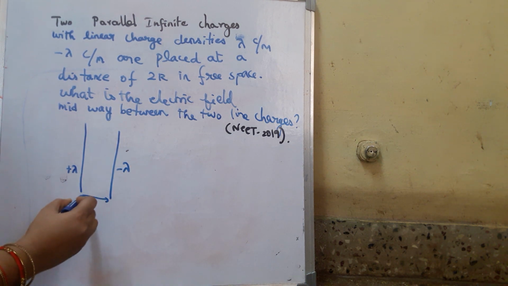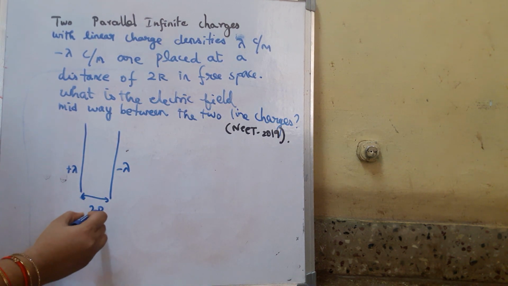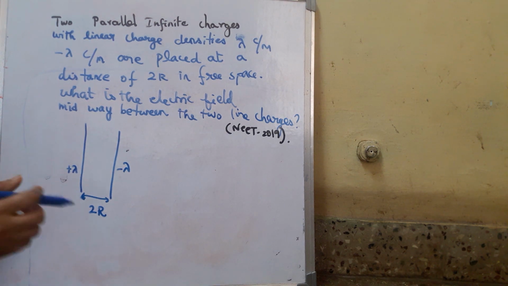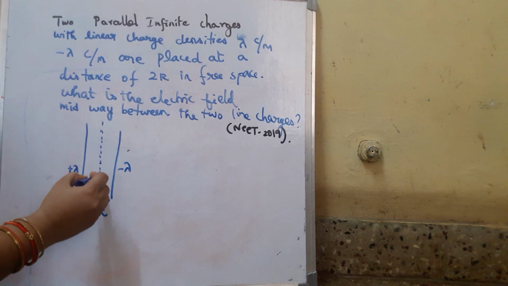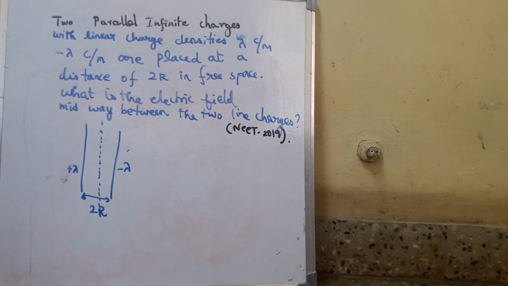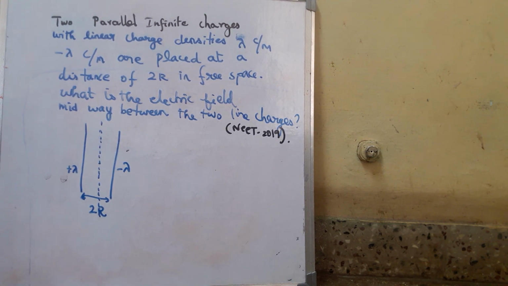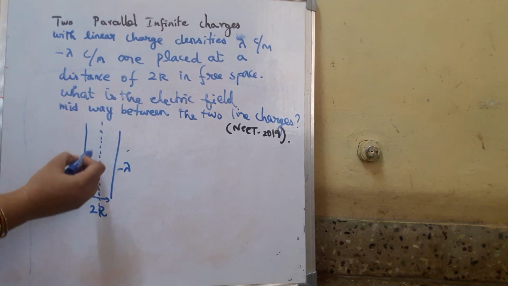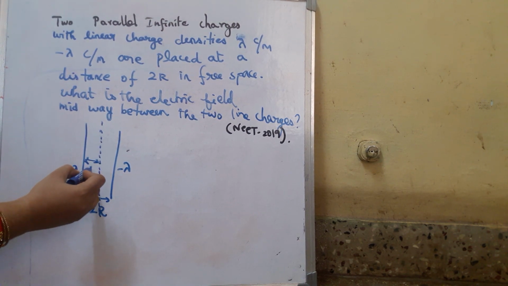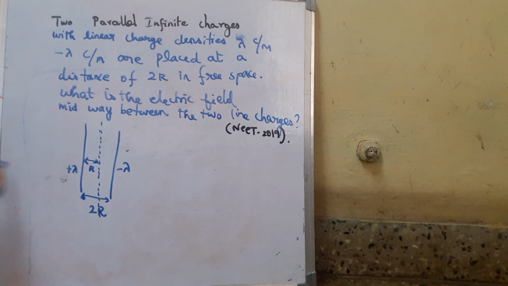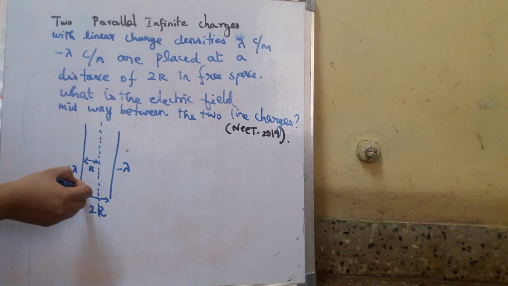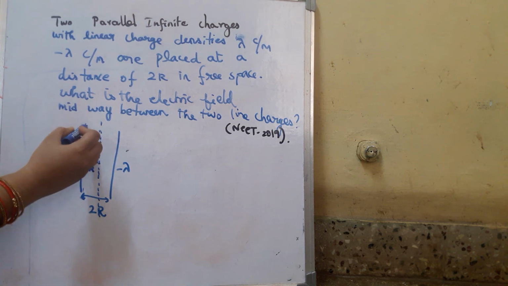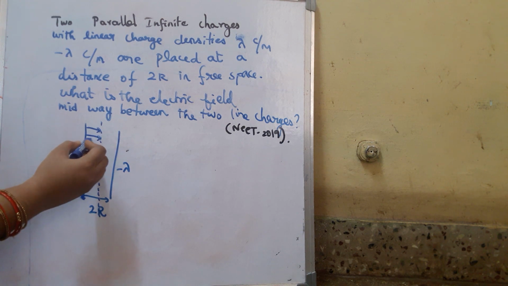The distance they have given is that they are kept 2r apart. So you are supposed to find the electric field exactly in between these line charges. If this is 2r distance, this midpoint will be at r distance. Now we have to find what the electric field will be at this point. Since it has a positive line charge density, the field lines will be diverging.